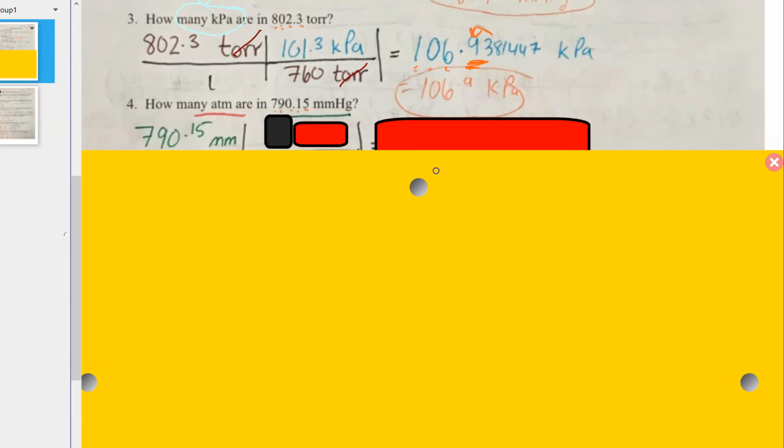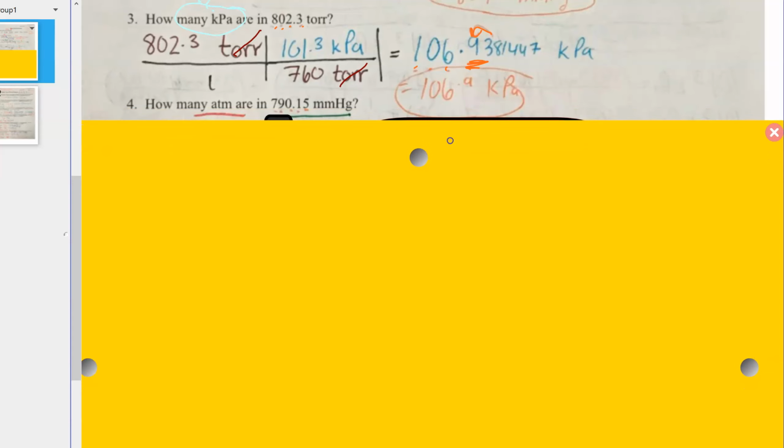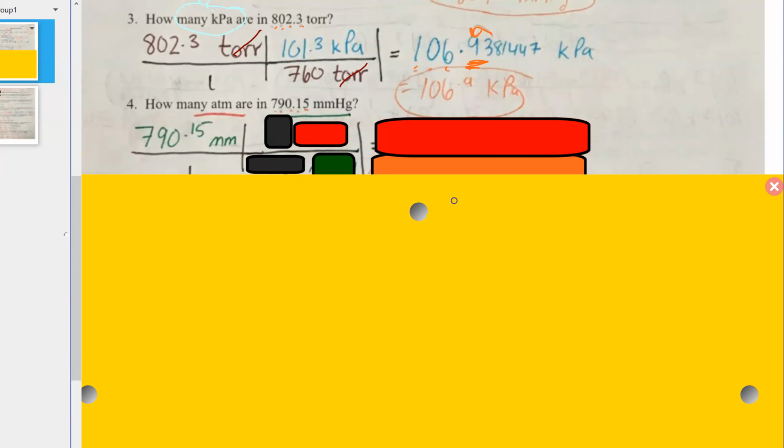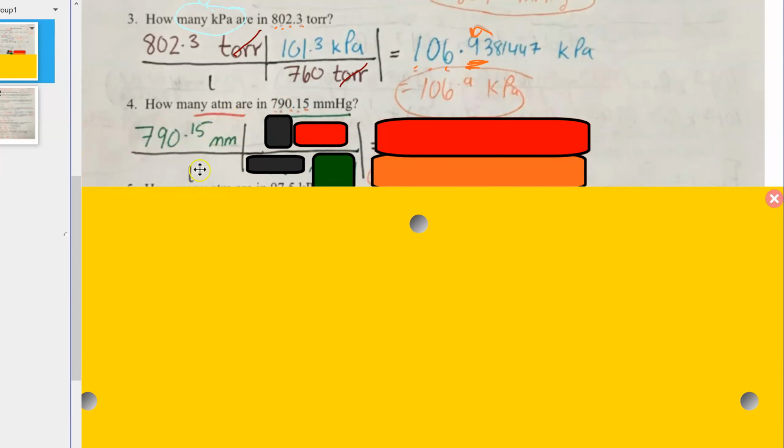Okay, let's try number 4. How many atmospheres are in 790.15 millimeters of mercury? So take what we're given over 1. We're looking for question mark atmospheres, but we know millimeters of mercury. Oops, this should say mmHg right here. Don't put any numbers in yet, just focus on the units. So if I'm given millimeters of mercury, where does it go in my conversion factor? It's on the top, then it has to go on the bottom to cancel.